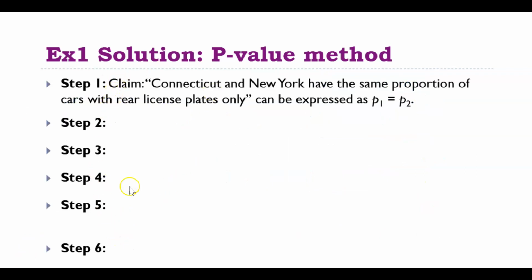Let's apply the steps. The first step is to identify the claim. Well, our claim is that Connecticut and New York have the same proportion of cars with rare license plates only. Population 1 is the cars in Connecticut, and population 2 are the cars in New York. So our claim is that P1 is equal to P2, the proportion is the same. The opposite of this claim would be that P1 is not equal to P2.